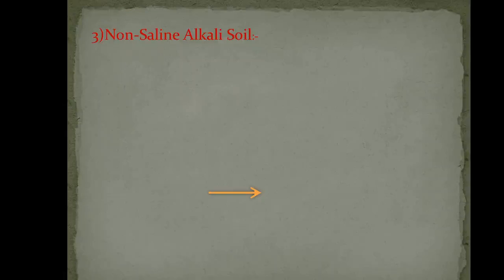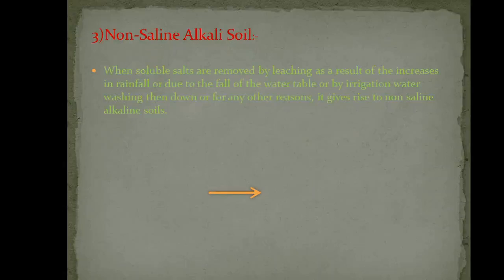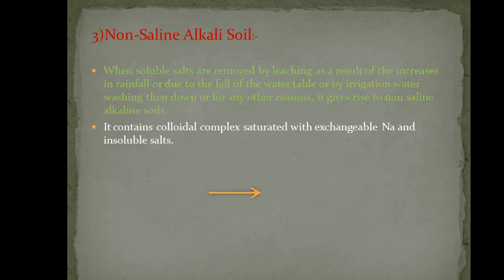Next point is non-saline alkali soil. It is a type of alkali soil. When soluble salts are removed by leaching as a result of the increase in rainfall, or due to the fall of the water table, or by irrigation water washing them down, or for any other reason, it gives rise to non-saline alkali soil. It contains colloidal complex saturated with exchangeable Na and insoluble salts.